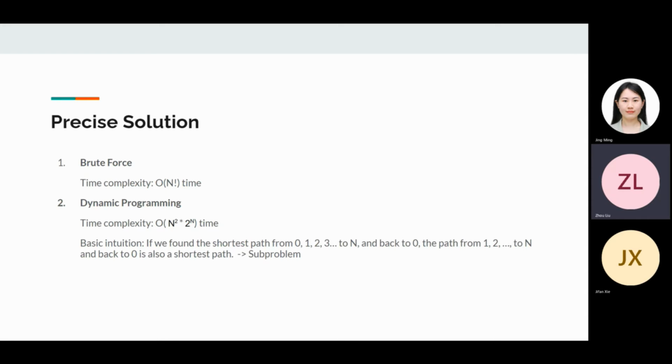With the study of dynamic programming in the shortest path problem, we were inspired to solve TSP by dynamic programming. The basic intuition is that if we found the shortest path from 0, 1, 2, 3 to n and back to 0, the path from 1, 2, 3 to n and back to 0 is also a shortest path. So we can solve the question by some subproblems.